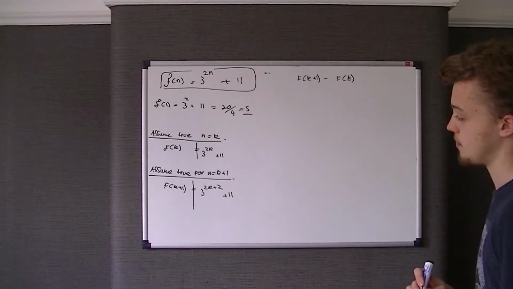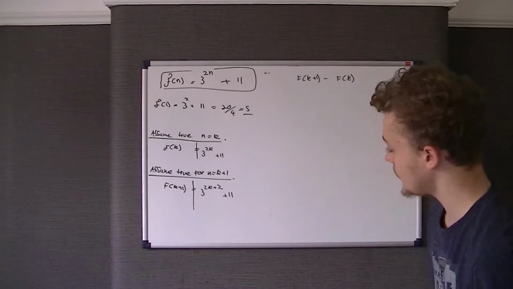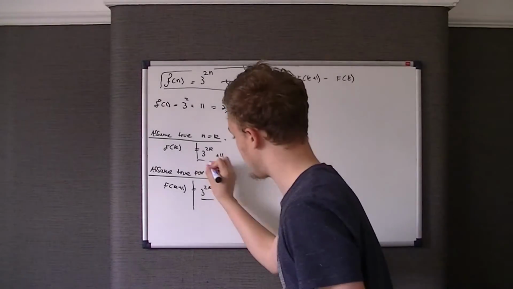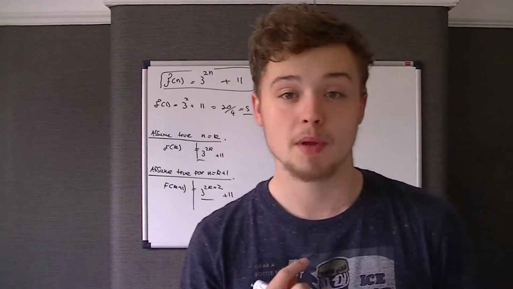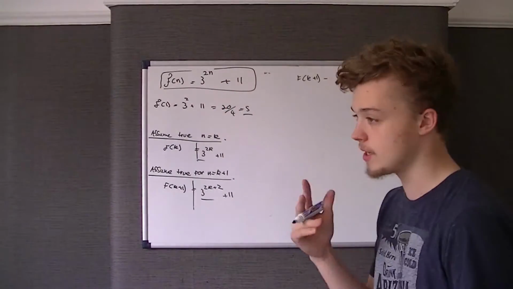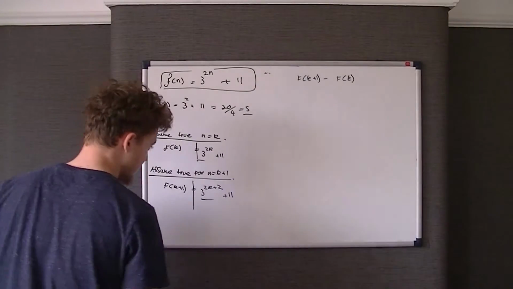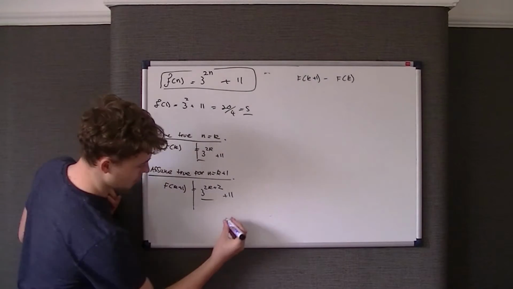Hopefully that makes a bit of sense, but you don't really need to know the background on that. But we've got a problem here. This is 3 to the power of 2k plus 2, and this is 3 to the power of 2k. We can't take them away from each other because they're not the same power. So what we need to do is give them the same power. You need to do a little bit of working out.